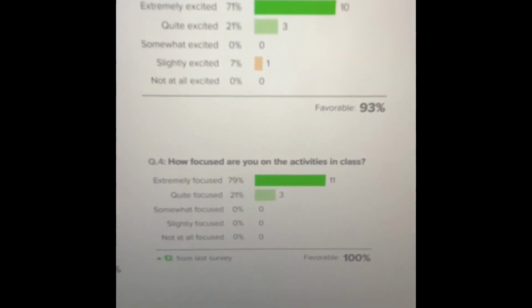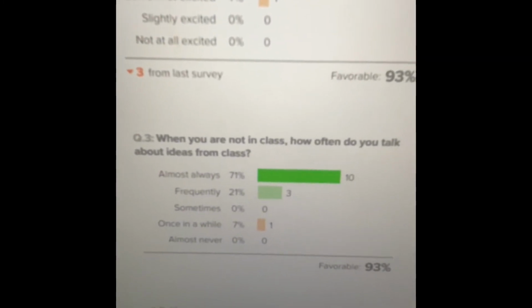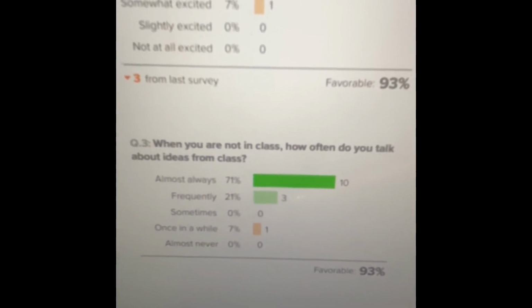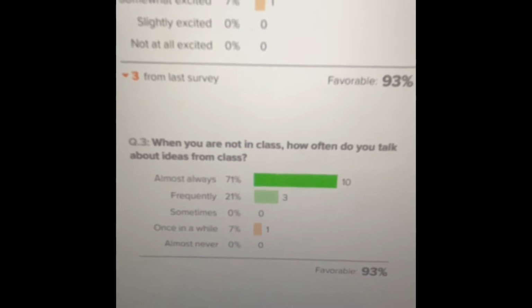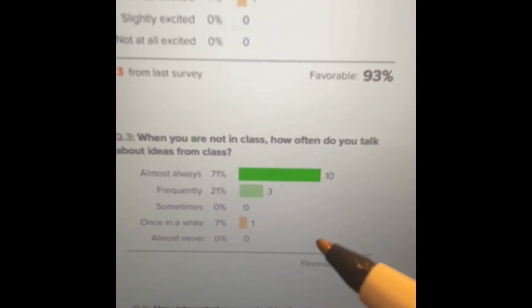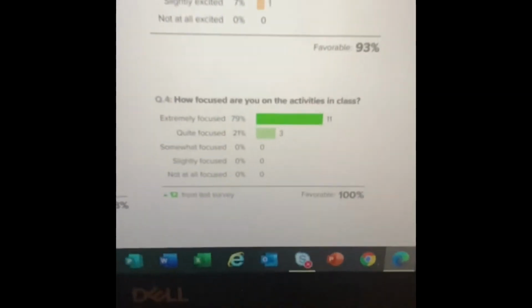One was not very excited, and you do have shy students that you have to encourage, but not everybody wants to participate. The third one was, when you're not in class, how often do you talk about ideas from this class? Which is really good. That means when they're not in class, maybe they're talking to their parents about my class, and that gets me excited because that means they remember what we did.